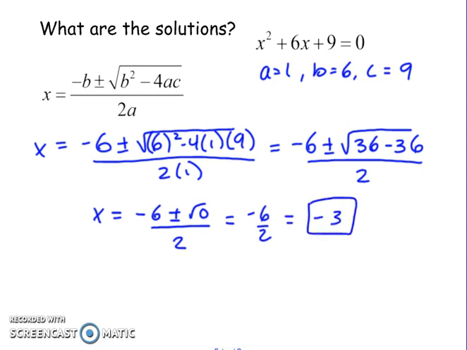And if you were to factor this one, it is factorable. What multiplies to 9 and adds to 6 would be x plus 3 and x plus 3. So if you solve it, you're only going to end up with negative 3, like we got.